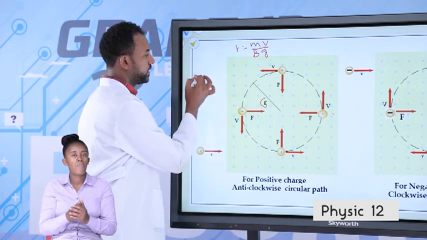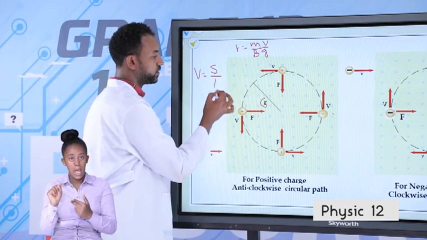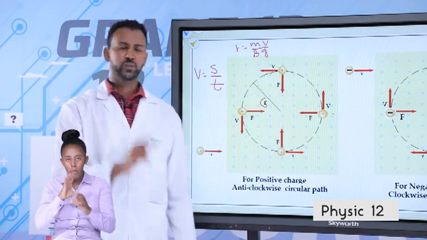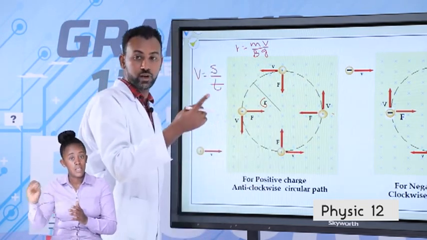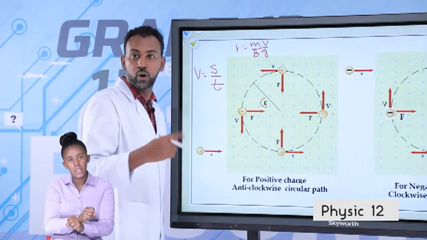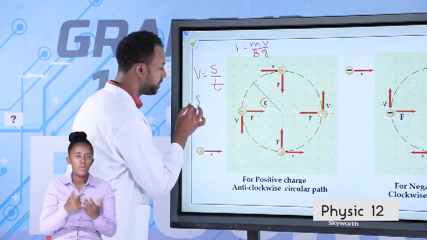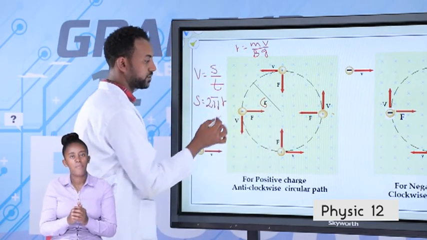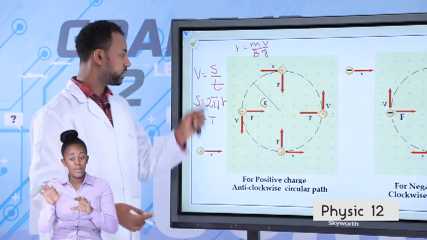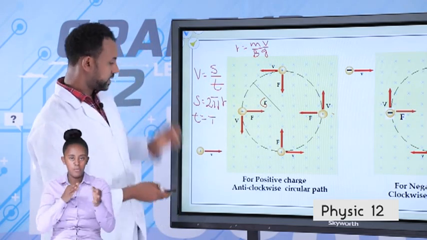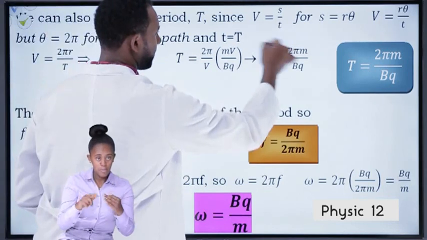From your kinematics concept, you know that velocity or speed can be given as displacement over time t. So what is the total displacement for a complete path? The charged particle forms 360 degrees, or one complete circular path, which is the circumference. Therefore, S can be expressed as 2 pi r, the circumference. And the time it took is known as the period. So when you resubstitute, you can find an expression for the period T.